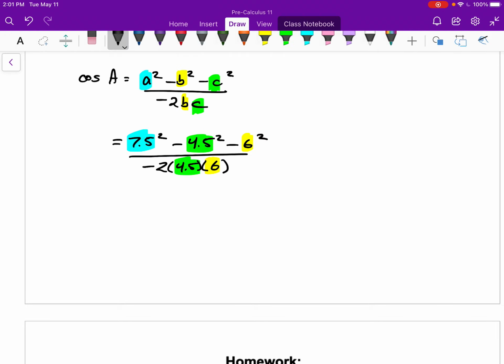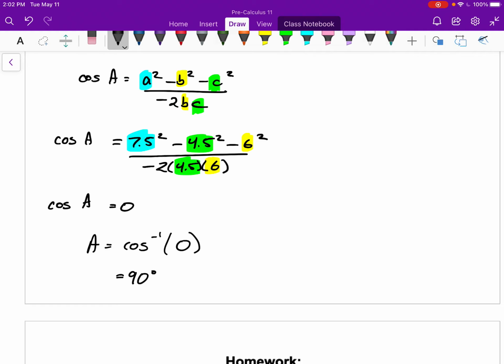Calculate this. You get exactly 0. And so keep in mind, 0 is not A. 0 is the cosine of A. And so if I want to find A, I want to use the inverse cos. So I want to say A will equal the inverse cosine of 0. And if you type that in, you get exactly 90 degrees.